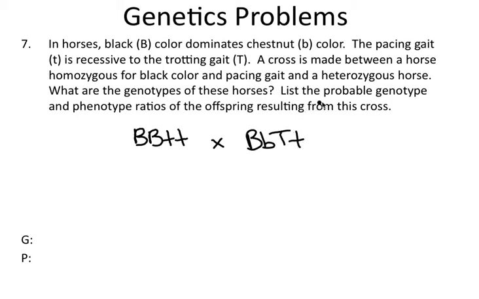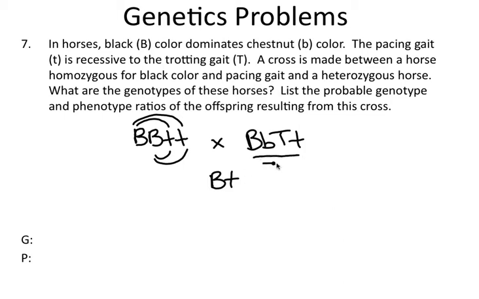What we want to do now is list the probable genotypes and phenotype ratios of the offspring resulting from this cross. So we have to set up our Punnett square. Looking at this parent and doing our FOIL technique, we can see that no matter which dominant allele for black combines with a recessive allele for pacing, the sex cells will always carry one dominant allele for black and one recessive allele for pacing gait.